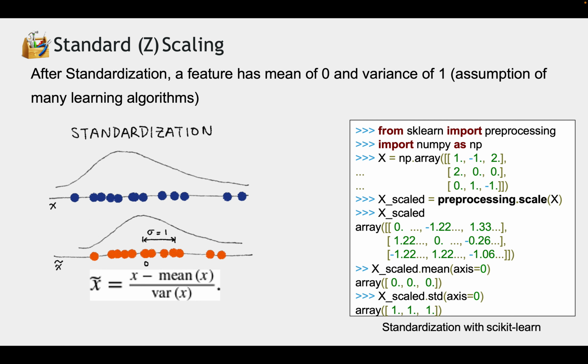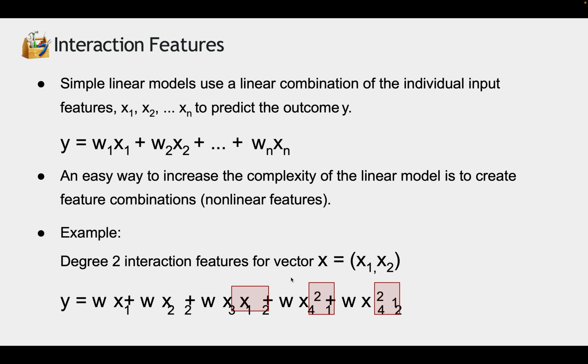Standard Z scaling. After standardization, a feature has mean of 0 and variance of 1. Assumption of many learning algorithms. कि mean 0 and variance 1 है. ठीक है. x scale equals to pre-processing dot scale x scale array 0 minus 1 dot 2 1 dot 3, ठीक है.